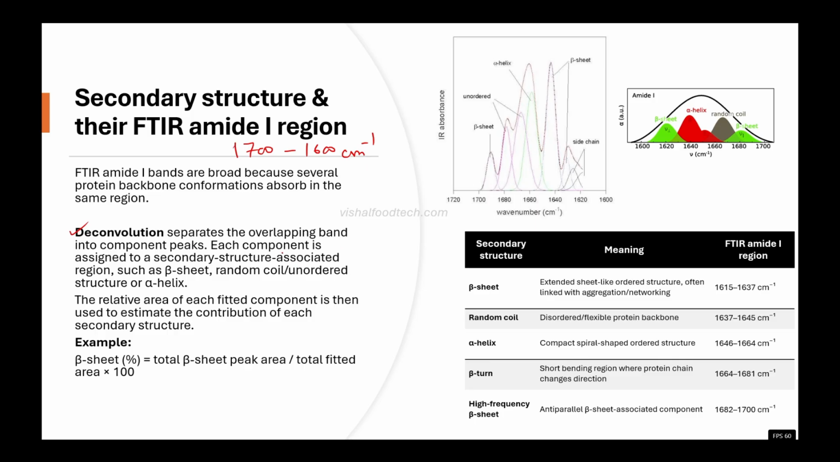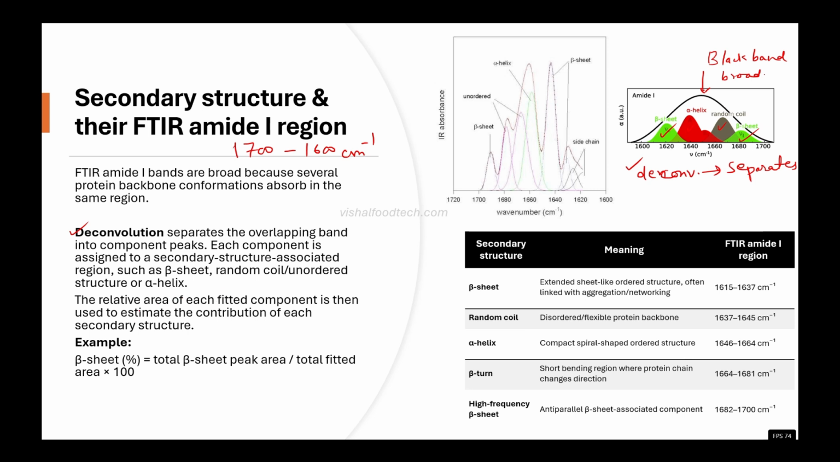So for example, look at this figure. This is an FTIR amide I band, this black band. We can see it is a broad peak, so we cannot identify what the individual components are. So we do the deconvolution, and it separates into individual components. For example, the beta sheet is there, alpha helix can be identified, random coil, beta sheet. All these can be done with the help of deconvolution.